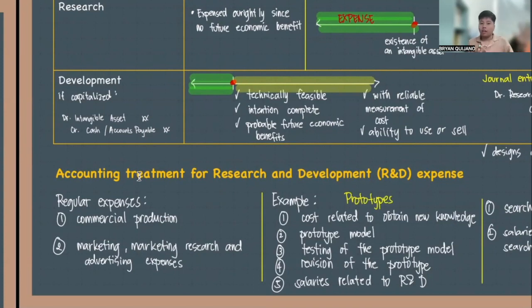Okay? So again, regular expenses should be separated or presented separately from the research and development expenses. Let's have an example of regular expenses. The first one is those expenses used for commercial production. Let's say we have here the troubleshooting costs during the commercial production, the modification of design for a specific customer, then the quality control during the commercial production. All of those will be recorded as part of the regular expenses and not research and development expenses.